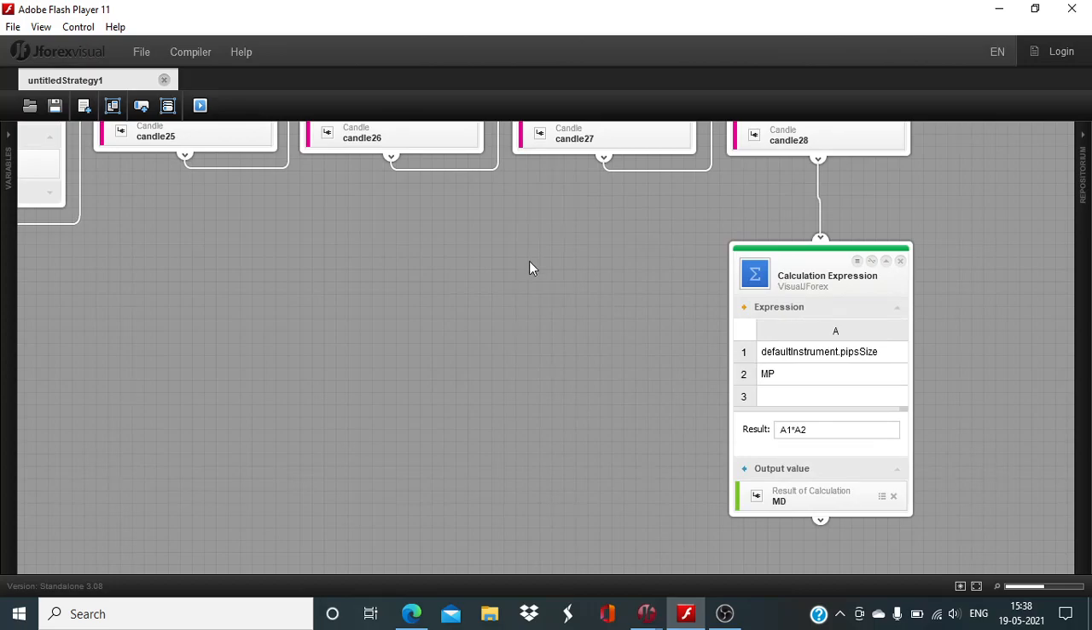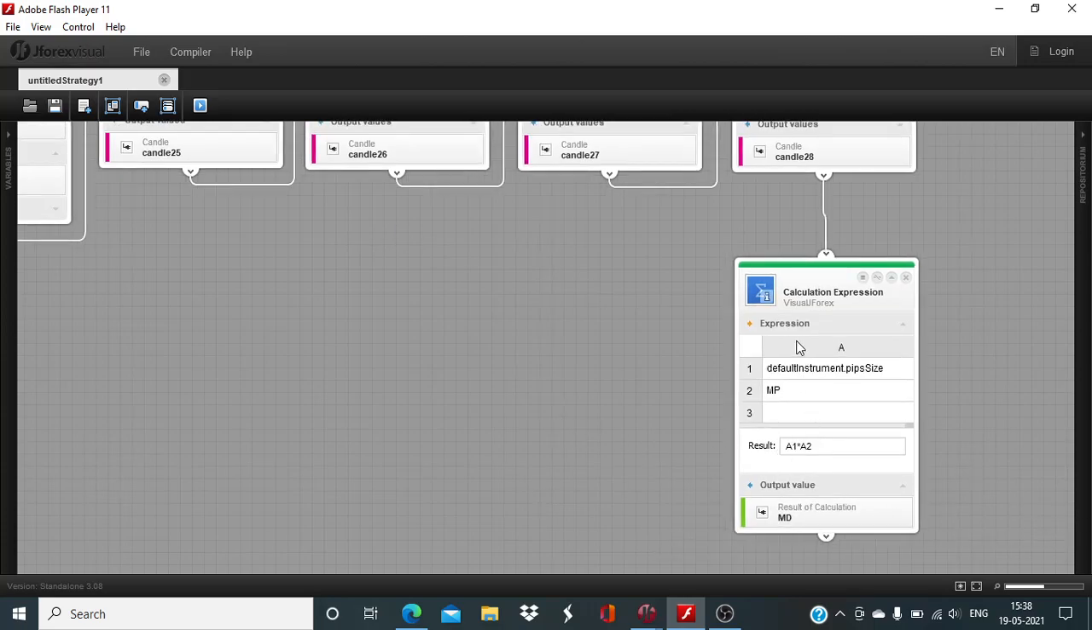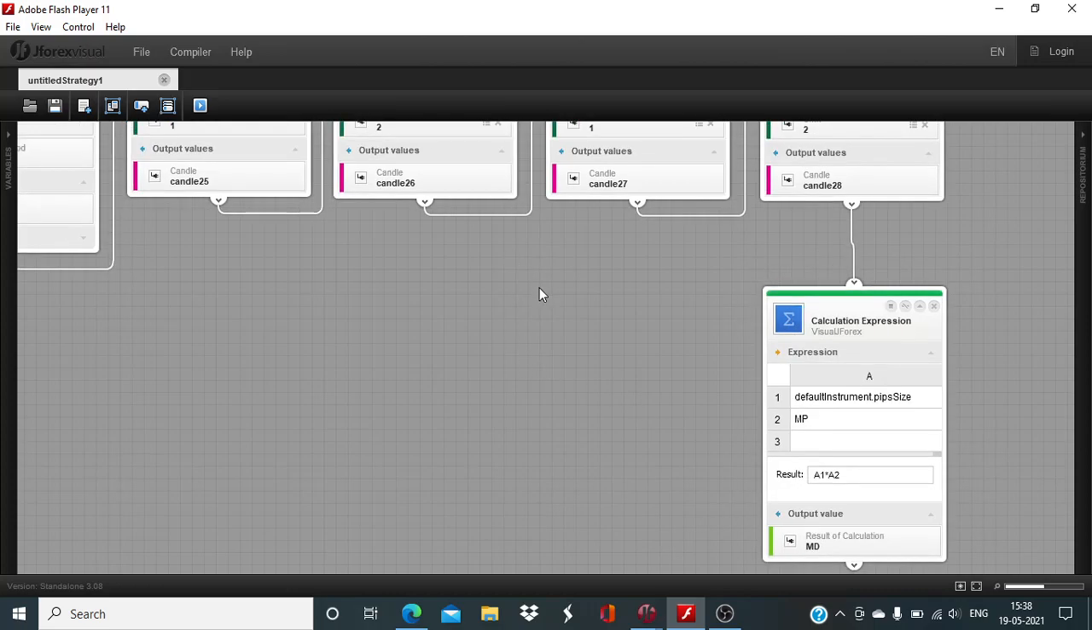We will need the last hour's closing value to be above its opening value by at least more than 6 pips when we will be looking for the buy trade, and for the sell trade, the closing value will need to be lower than its opening value by more than 6 pips. So while determining this requirement, this output value which we have generated using this calculation expression block will come handy.